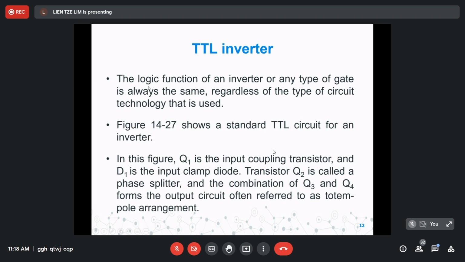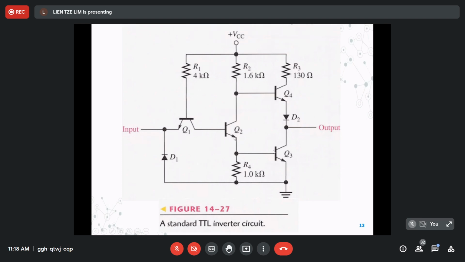The logic functions of an inverter or any type of gate are always the same, regardless of the type of circuit technology that is used. Figure 14.2.7 shows a standard TTL circuit for an inverter. Refer to this figure. This is a standard TTL inverter circuit. You see this structure is a bit more complicated than a CMOS inverter.